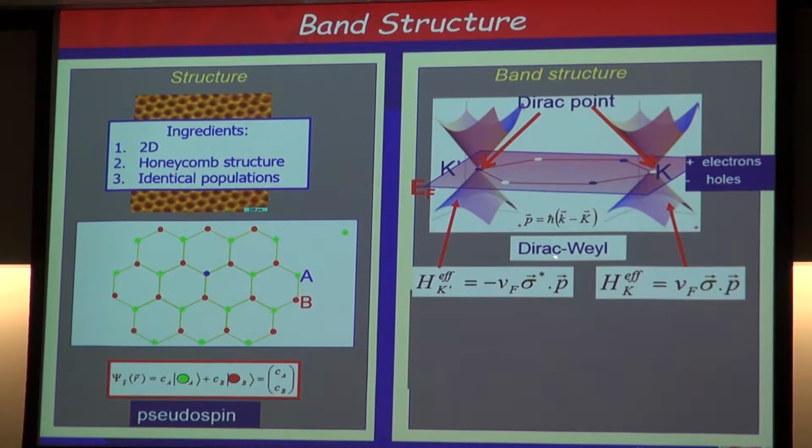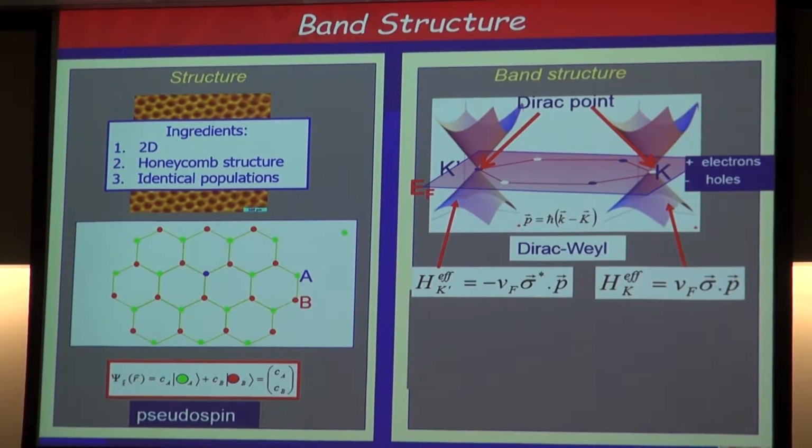the electronic properties are described by this Dirac-Weil equation. So here is the effective Hamiltonian. Sigma is the Pauli matrix, but remember it operates on the sublattice degree of freedom, not on spin. P is the momentum measured relative to the K point, and v_F is the slope of this cone, or the Fermi velocity. And the 2 cones are related by time reversal symmetry, so they're time reversal partners of each other.